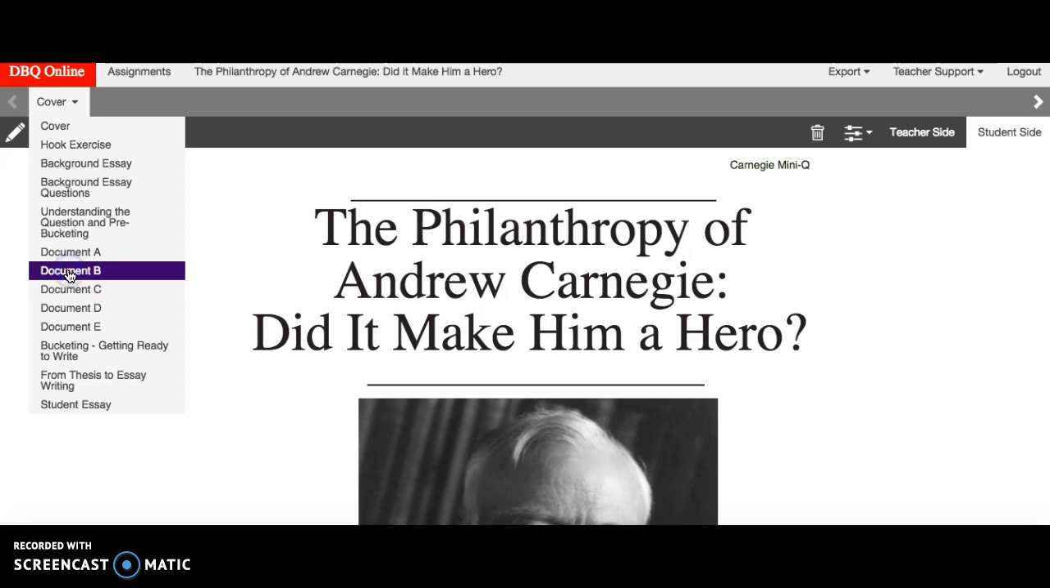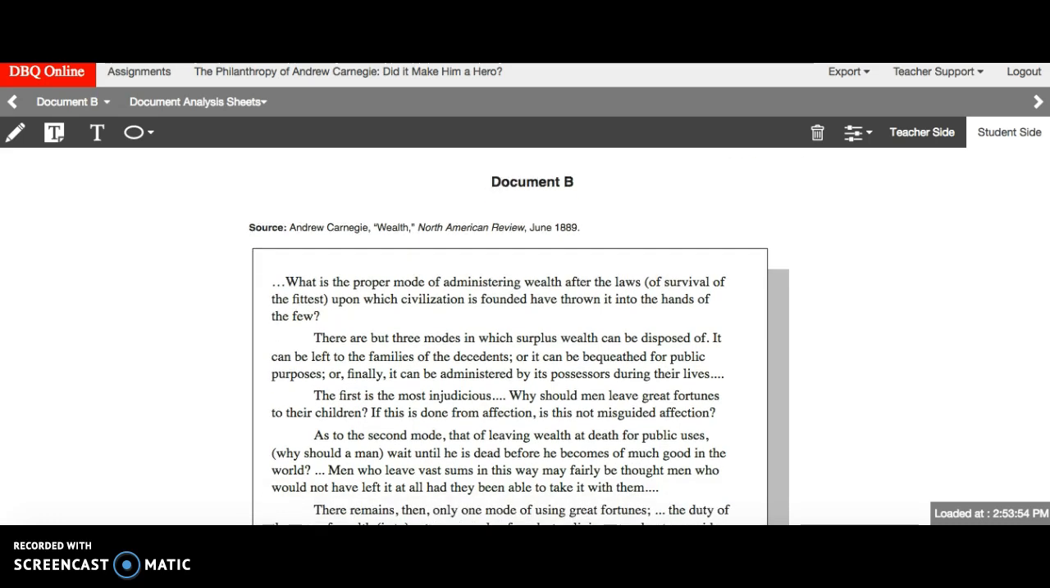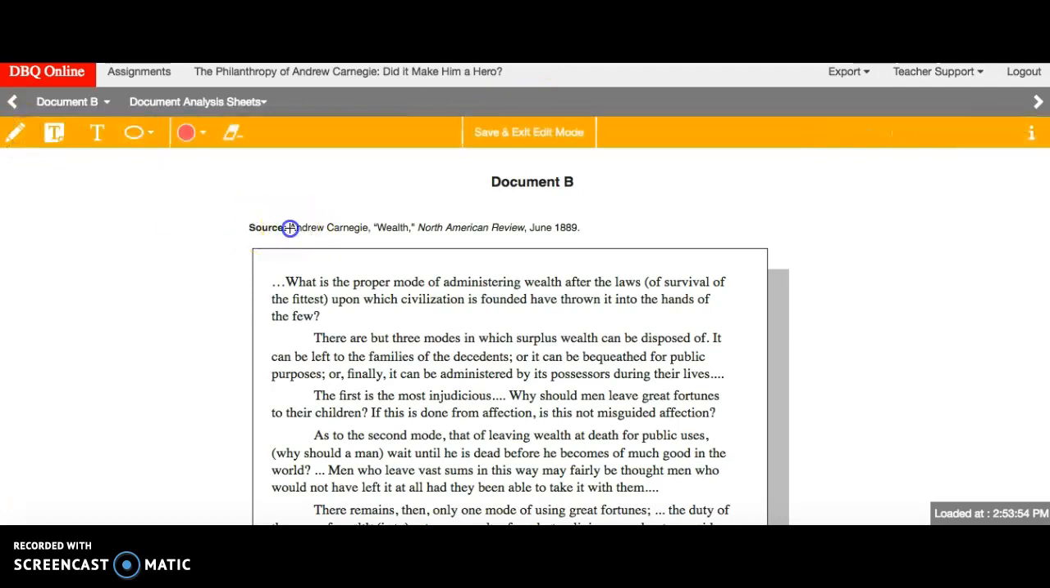So we choose our first document. Before we even read, the first thing you need to identify is your source. Who is the person providing you this information? Because that can tell you a lot. Is the person biased? Do they have a specific viewpoint they're trying to share? In this case, you can see our source is Andrew Carnegie himself from, I believe, a magazine from 1889. So we have that information going in.